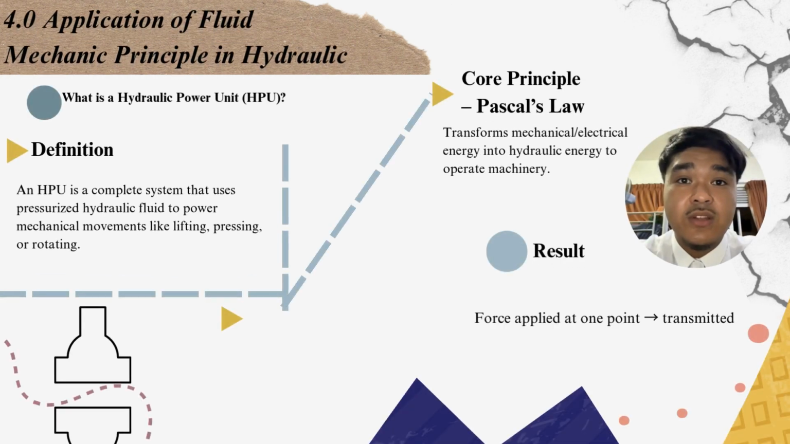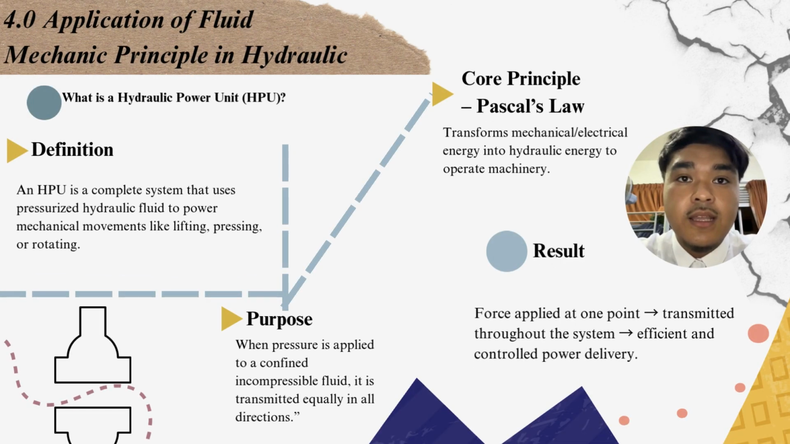Hi, my name is Muhammad Said Ramadan bin Ramli, and I will be taking on topic 4, which is application of fluid mechanics principles in hydraulics. So what is a hydraulic power unit, HPU? The definition goes: an HPU is a complete system that uses pressurized hydraulic fluid to power mechanical movement like lifting, pressing or rotating.